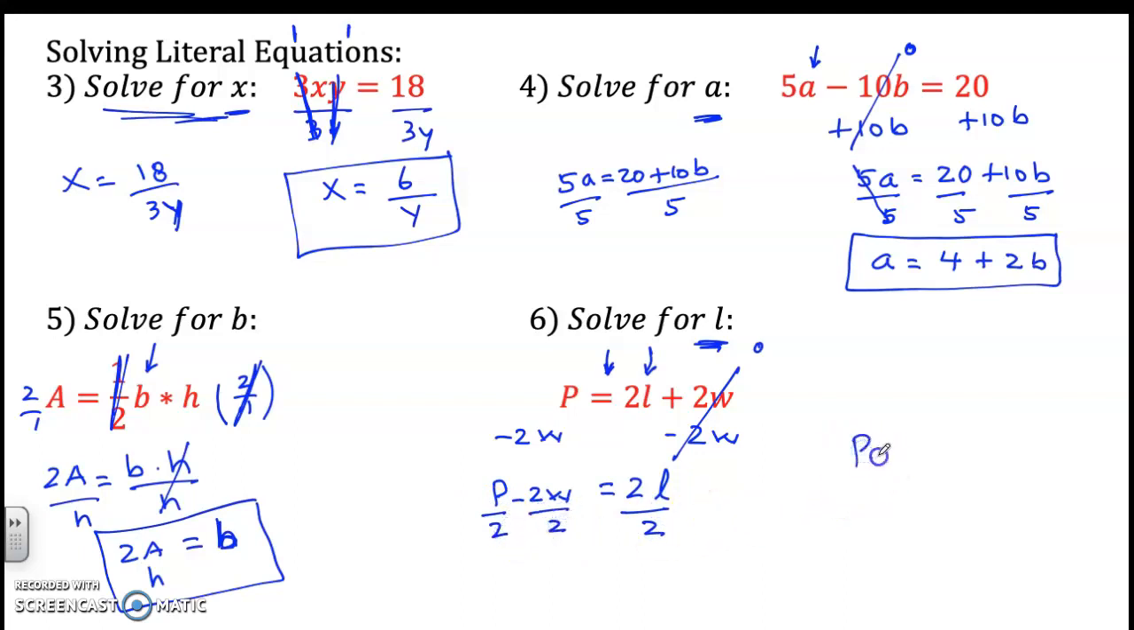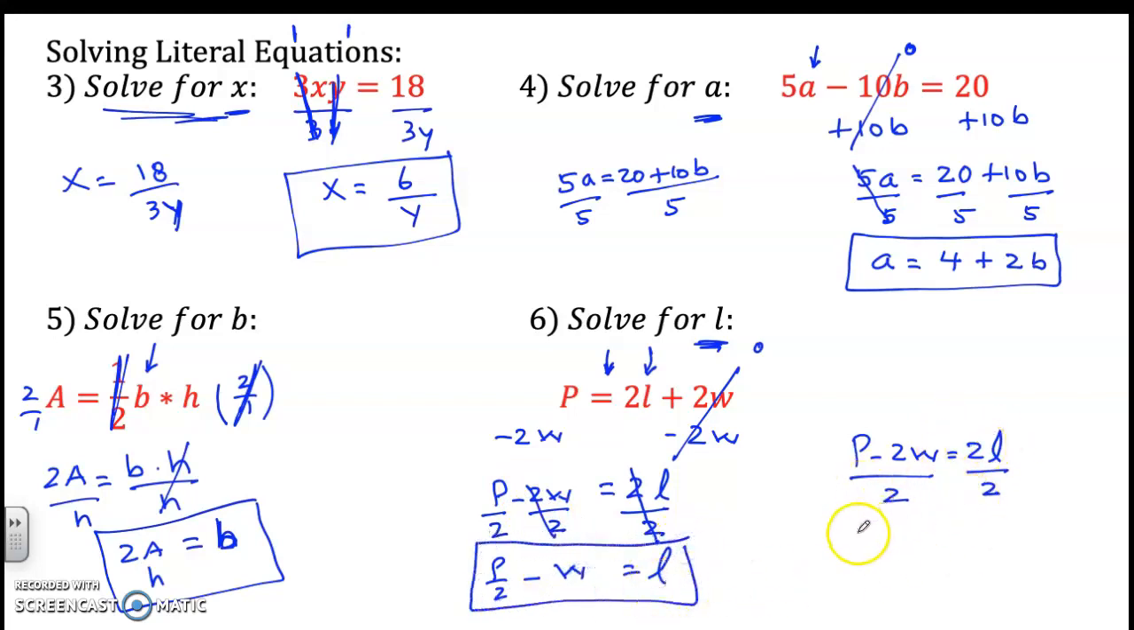Or I can say that P minus 2W equals 2L, and I can say, oh, divided by 2 on the right side and divided by 2 on the left side. It is the same process. Okay, so let's do this. 2 divided by 2 cancels. I have L on the right side. On the left side, according to this, I have P over 2 minus 2W divided by 2 reduces, and that's one possible answer. Let's pretend that I have this one. So in this case, I'm going to have P minus 2W everything over 2 equals L.